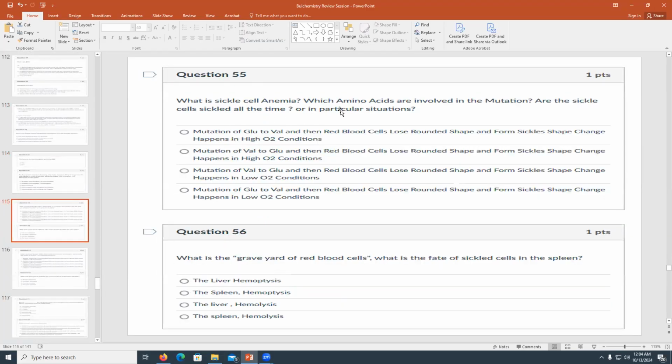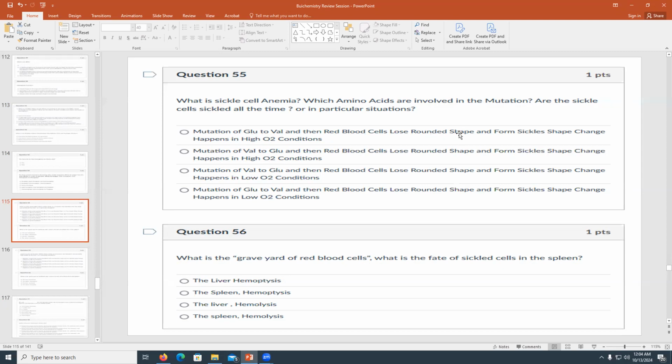What is sickle cell anemia? Which amino acids are involved in the mutation? Are the sickle cells sickled all the time? No. They are only sickled when you need them the most, as your classmate so nicely said. When a patient has sickle cell anemia, you take a blood sample from them, you look at it, and they look biconcave, discoid, just like everybody else's red blood cells. It is only when they are under stress and they need oxygen that they start to sickle. There's a mutation from glutamic acid to valine.